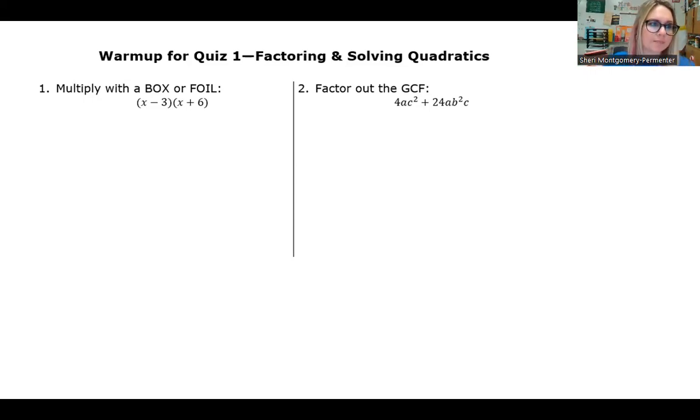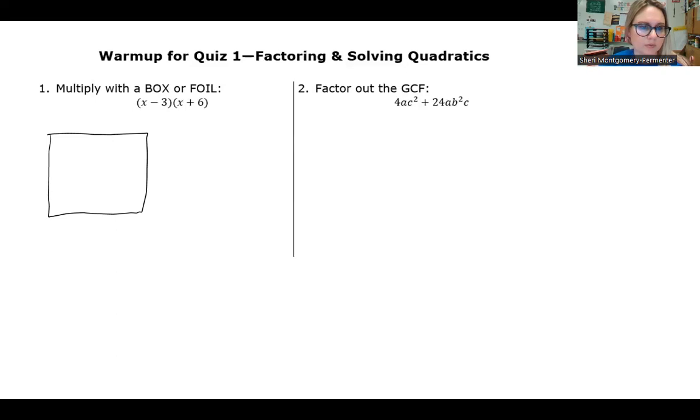So if you do a box, well, hold on, show me your hands. Who uses a box? Okay, who uses FOIL? Okay, a few of each. So if you do a box, you draw out a box.